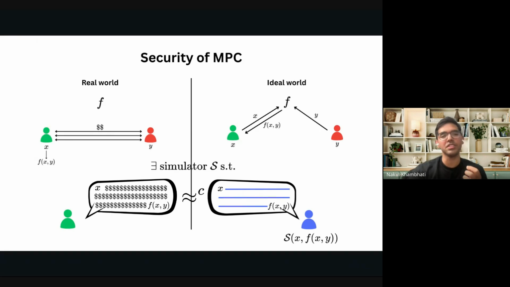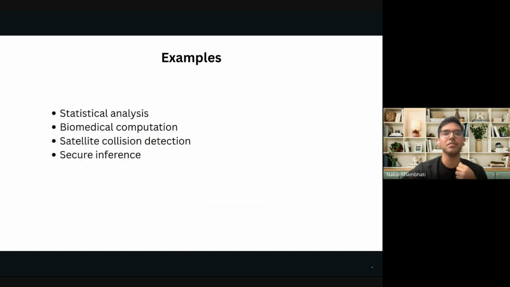Commonly, an MPC protocol is secure if there exists a simulator living in this ideal world that can just look at the view of a party in the ideal world and use that to simulate the view of the party in the real world. And with this, for all intents and purposes, as a user or a developer, you can just view MPC as this trusted entity that allows secure computation on shared data.